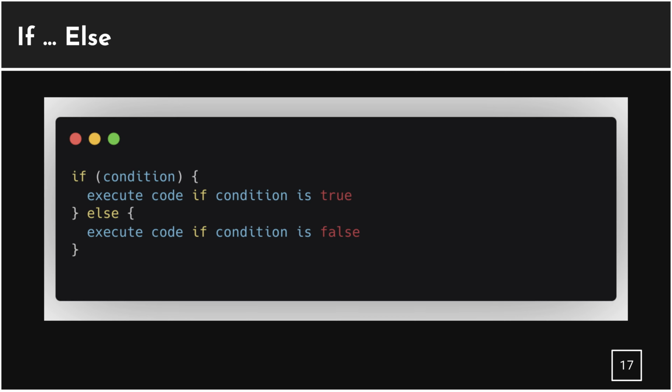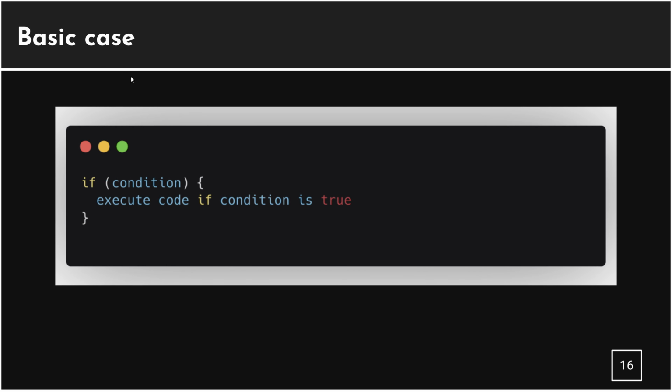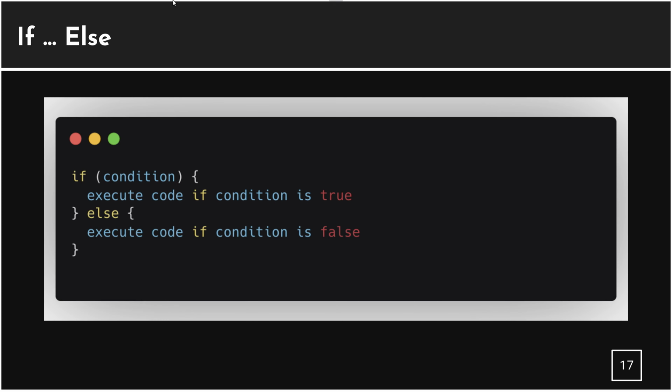So just to recap, we have the basic case where we have just one condition. The condition may evaluate to true or false. If it evaluates to true, we execute the code inside the curly braces of the if. If it's not the case, we just skip this code. The if else operates in the same fashion. If the condition evaluates to true, we execute this code block. If it evaluates to false, we execute this code block.